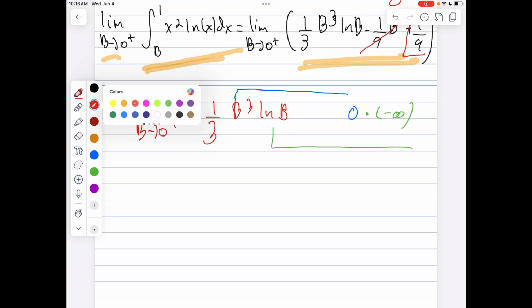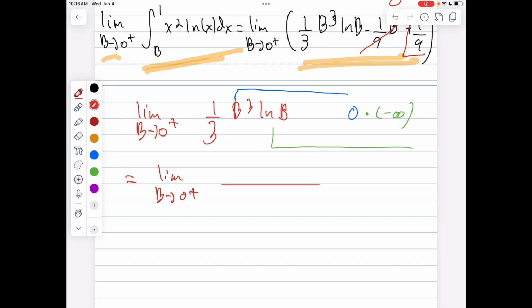One thing you can do with this function is rewrite it as follows. I'm going to keep the 1/3 and the ln b on the top, and I'm going to rewrite the b cubed as b to the minus 3. So ln of b over b to the minus 3, to be more specific. That is equivalent to what I have up here, if you just think of b to the negative 3 as a negative exponent going to the top.